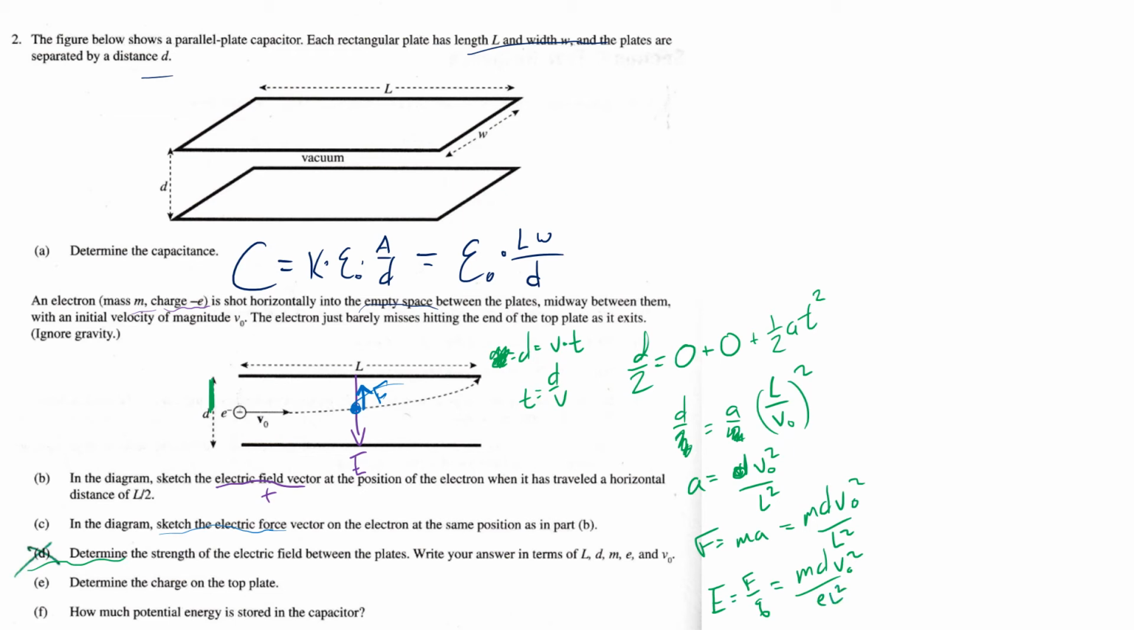EL squared. And that's that. So that's our electric field. Negative E, I'm not going to worry too much about that. That's the magnitude of the electric field. That's what they're looking for, I think, the strength, magnitude. Okay, determine the charge on the top plate.